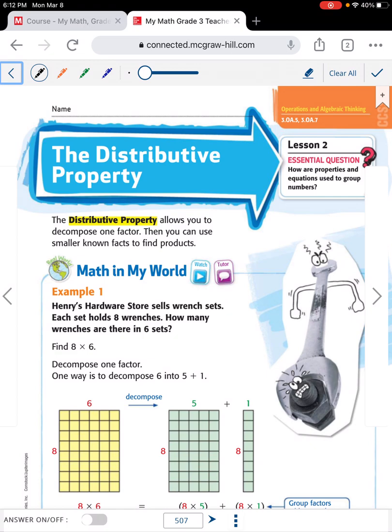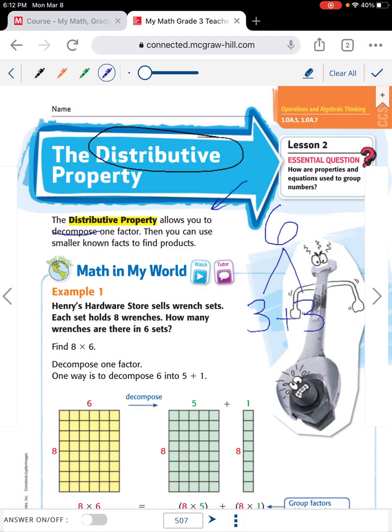In today's lesson, we're going to be talking about the distributive property. The distributive property is defined as a property that allows you to decompose one factor, then you can use smaller known facts to find products. So remember, when we talked about decomposing factors, we have done this before, and we used to decompose it into two smaller numbers that were the same. And when we did that, we used that as doubling the known fact.